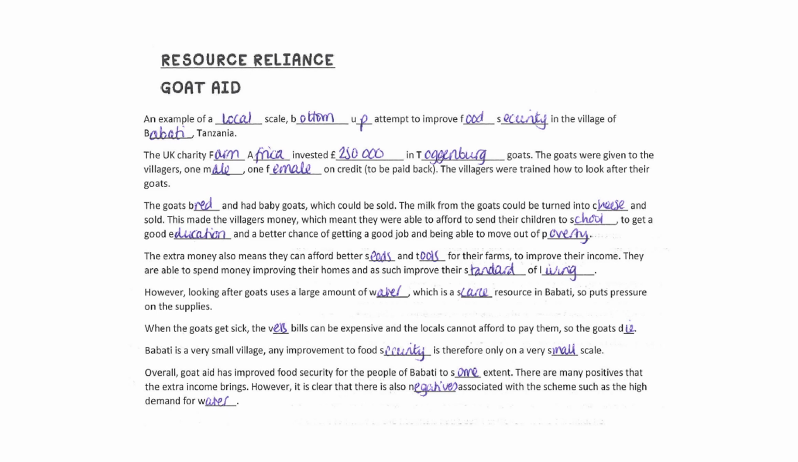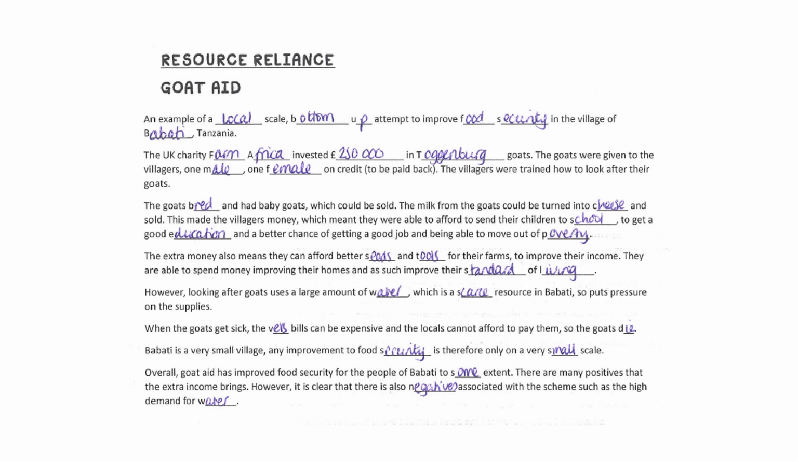However, looking after the goats uses a large amount of water, which is a scarce resource in this part of Tanzania, so it puts pressure on the supplies. When the goats get sick, the vet's bills can be very expensive. They can't afford to pay them, and the goats die. Essentially, it's a very small village, so any improvement to food security is very small scale.